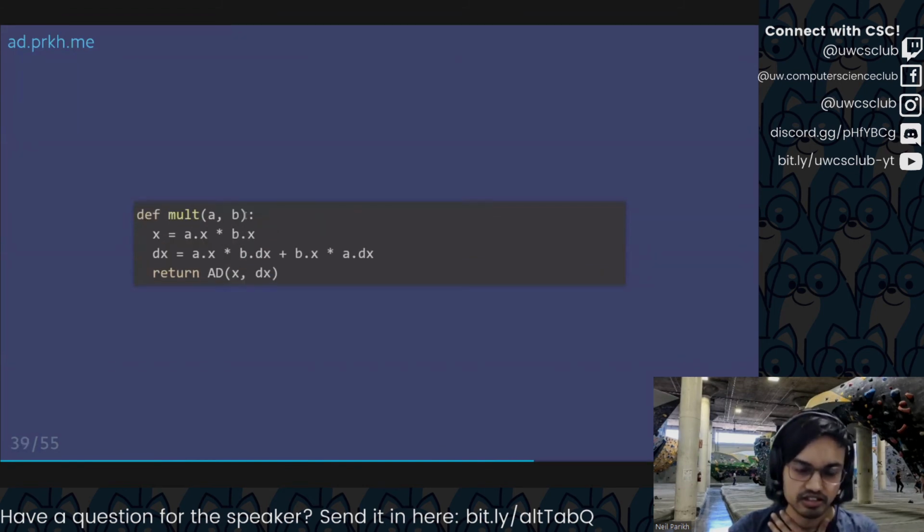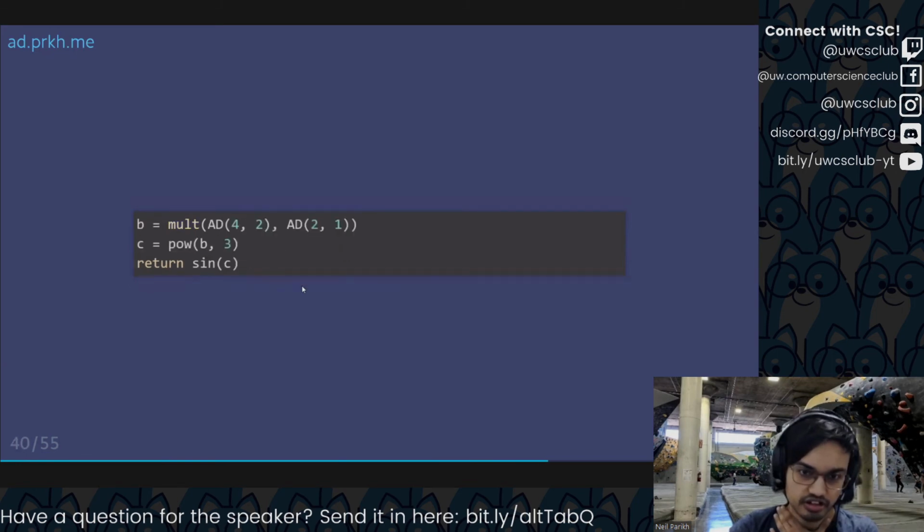Multiply, same idea. If you're multiplying two values together, you multiply the x values, and then for the derivative, you apply the multiplication rule. It's the first times the derivative of the second, plus the second times the derivative of the first. You return those two, and same thing.